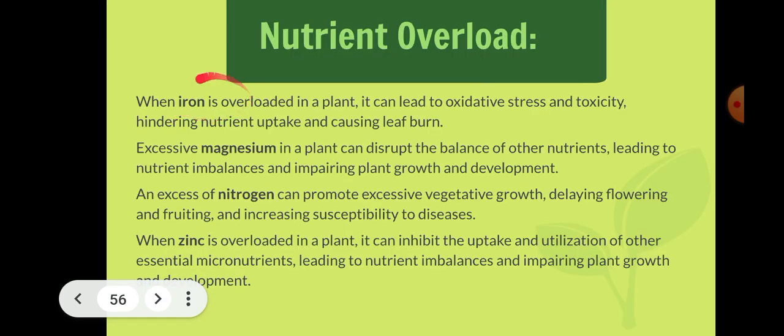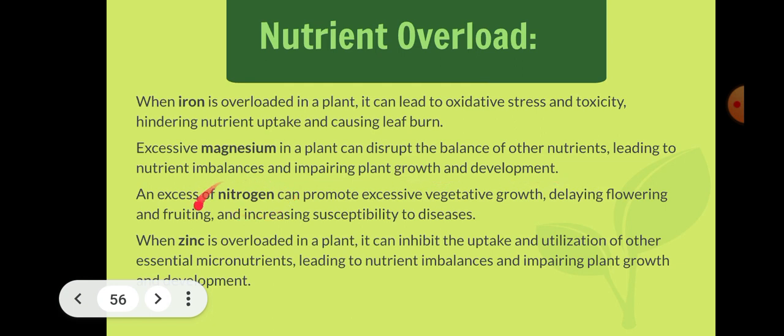First, I am talking about iron. When it is overloaded in a plant, it can lead to oxidative stress and toxicity in the plant, and it can hinder the nutrient uptake and cause the leaves to burn. In the case of magnesium excess, the plant can disrupt the balance of other nutrients, and it can lead to nutrient imbalances and impair the growth and development of the plant.